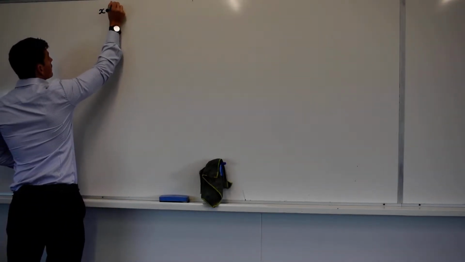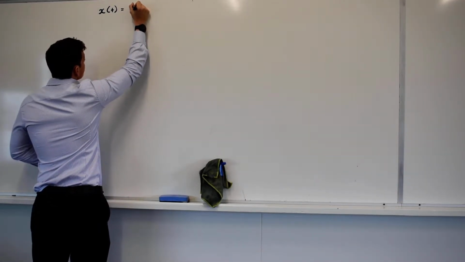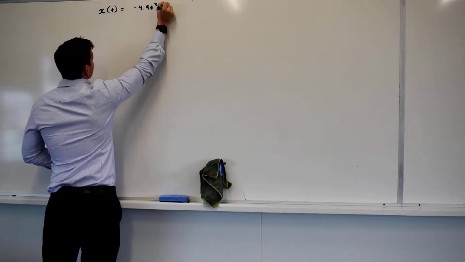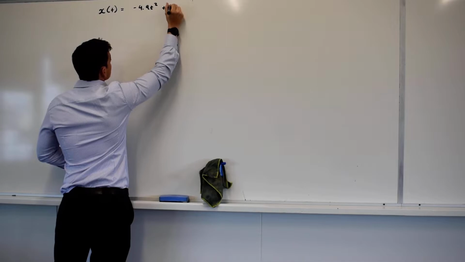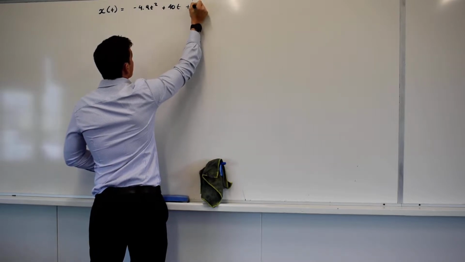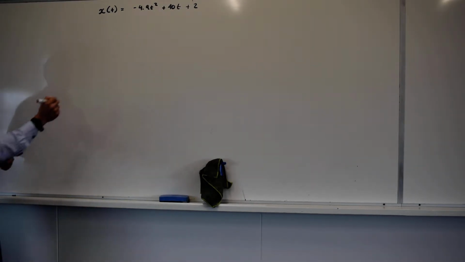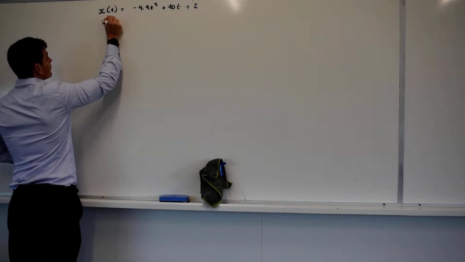Alright, so we're going to look at kinematics and optimization because they work quite well together. If I've got a function x(t) equals negative 4.9t squared plus 40t, minus, no, I'll go plus 2. So that's an object. What does x(t) represent? What does that function represent for looking at kinematics? Position. Yep, position. Very good. So that deals with position.